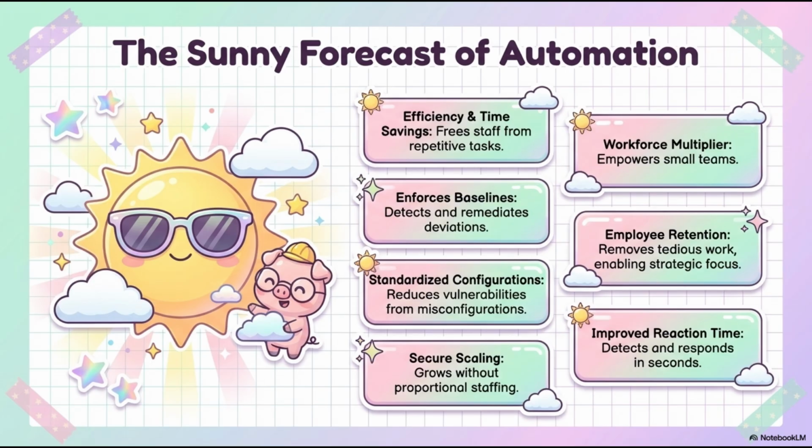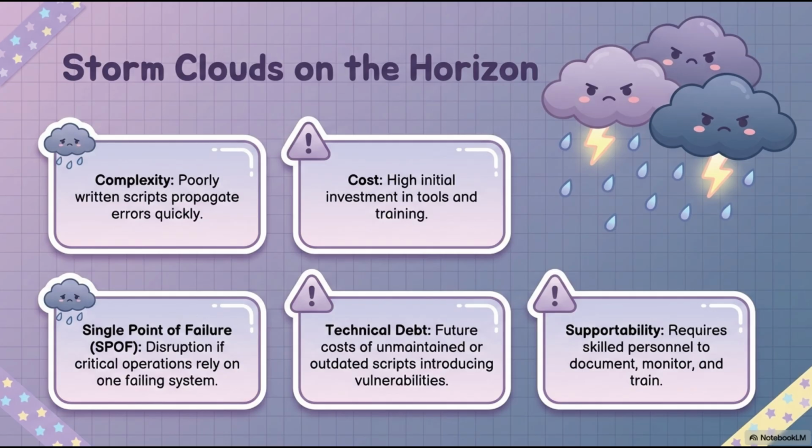Improved reaction time is another critical benefit. Automated systems can detect, analyze, and respond to threats in seconds. Rapid containment reduces the potential impact of incidents and limits damage. While the wolf may be fast, properly implemented automation is faster. However, wise piggies must also understand the considerations and risks.